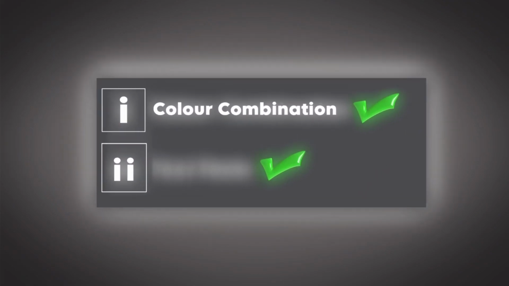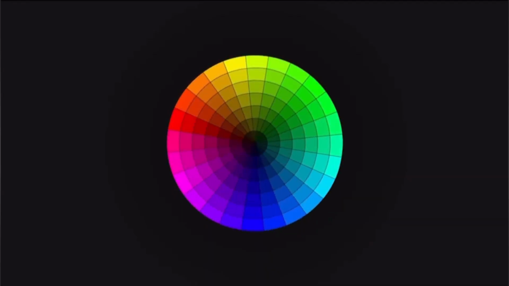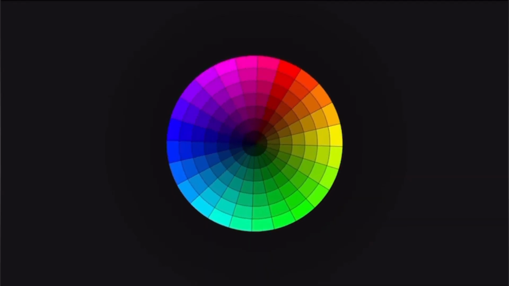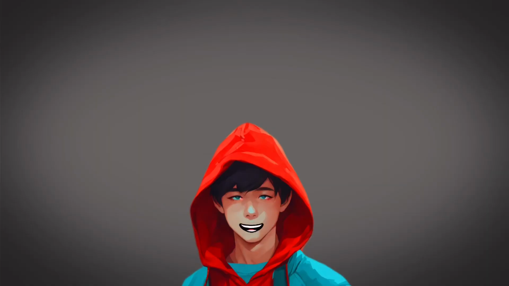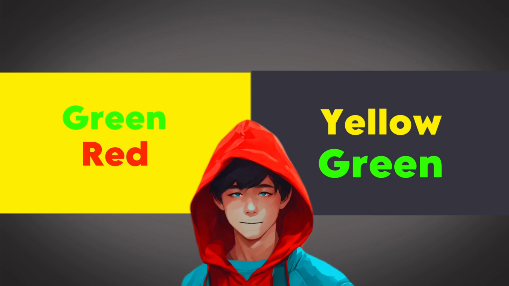Now coming to our first point, which is color combination. This is the thing that can make your thumbnails most attractive as well as unattractive. Like if I use green and red color with yellow background, then it will look something like this. And if I use green and yellow with dark gray background, the difference is very clear. This must have given you a sense as to what kind of color combination should be kept.